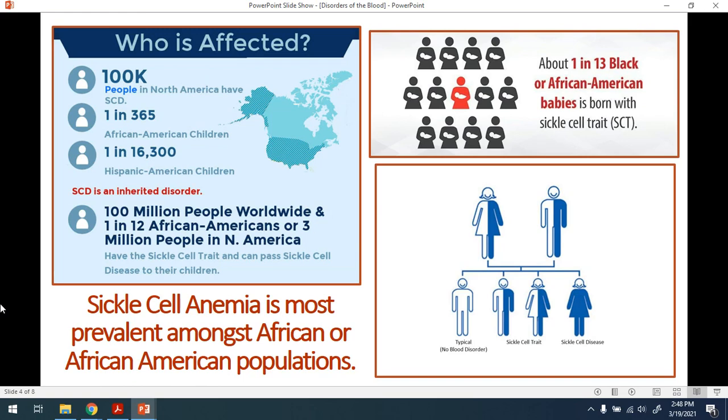Something interesting about sickle cell anemia is that the most prevalent cases are among African or African American populations. About 1 in 13 Black or African American babies are born with the sickle cell trait.